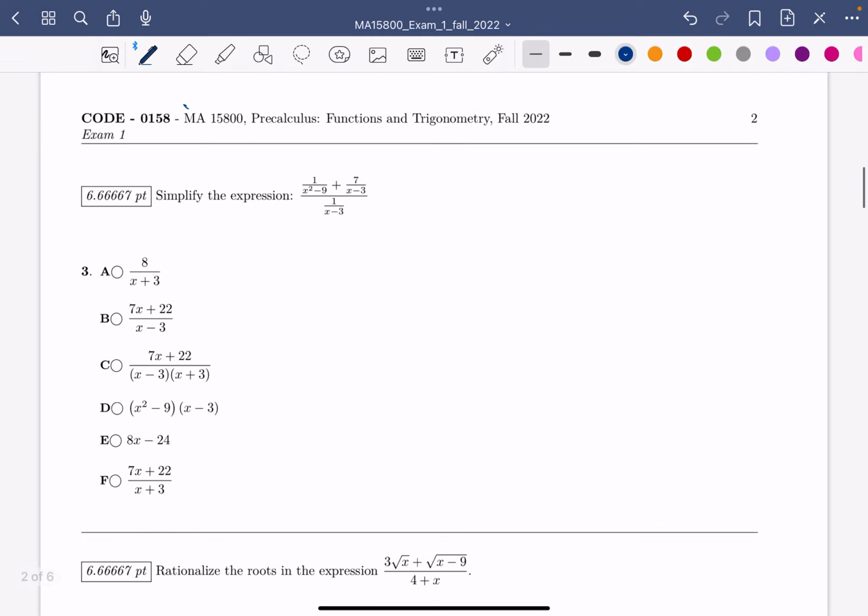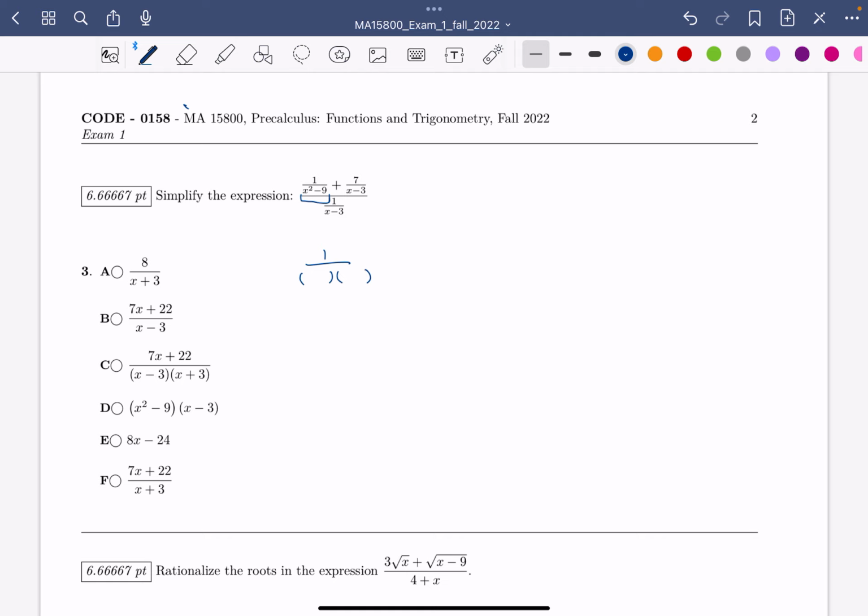Number 3, simplify the expression 1 over x squared minus 9 plus 7 over x minus 3 over 1 over x minus 3. So with this one, I want to simplify, or basically combine the terms in the numerator. So to do that, I'm going to first start by factoring this denominator to see if there's any like terms. So we go 1 over, and then we need to figure out what this factors into.